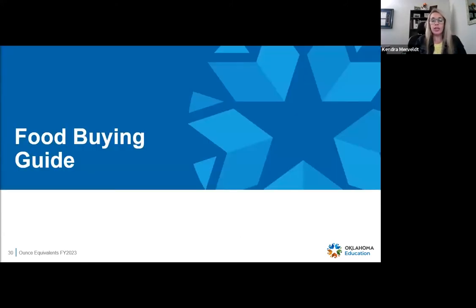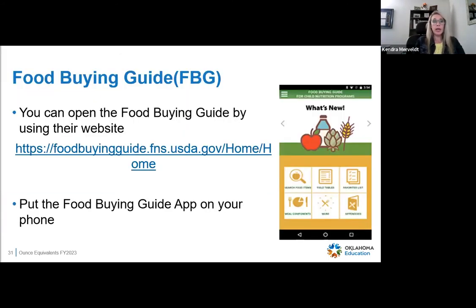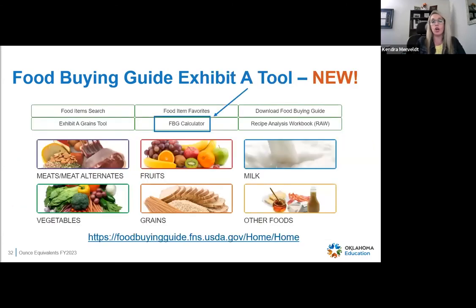Another way that you can look is in the food buying guide, which has a grains chart. We also do a food buying guide training every other month. We did it in August, and it is out in OSDE Connect if you want to do it that way. The next time we'll do it will be in October. There is an app that you can put on your phone, or you can just Google the food buying guide and it will come up with an interactive form that you could also make into a hard copy and print out.